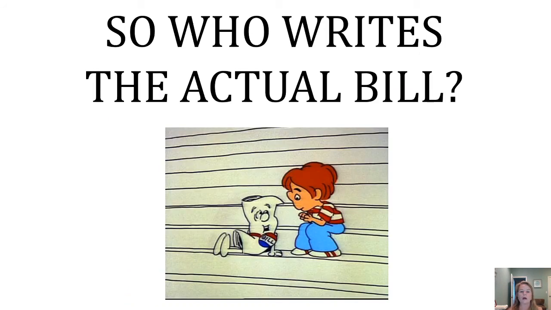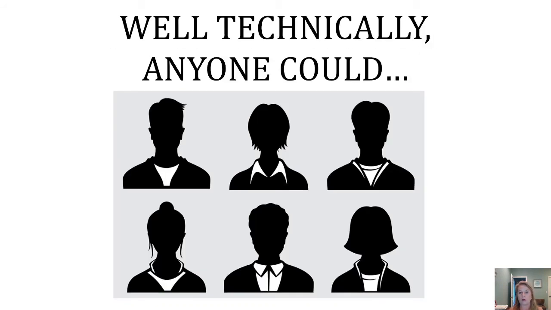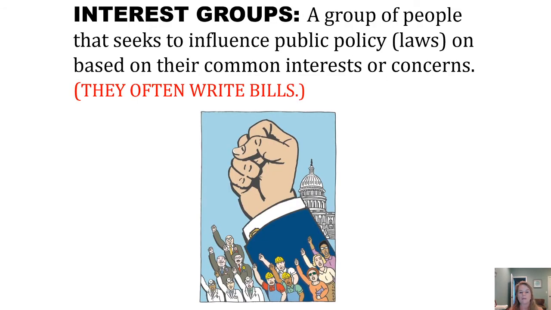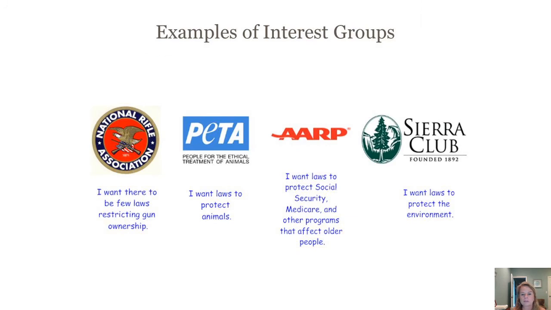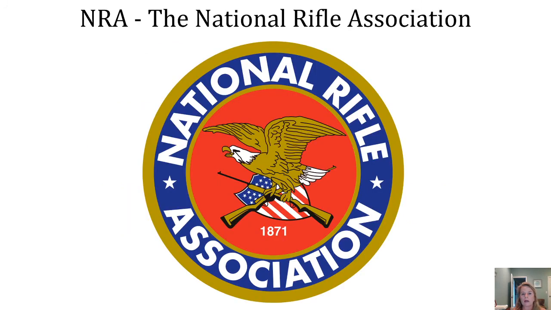Oh, wait, I went backwards. Sorry. So who writes the actual bill? Well, technically anyone could. I could, you could, anybody could write a bill. But typically there's what we call an interest group, a group of people that seeks to influence public policy based on their own common interest. Okay, they often write bills. So you have an interest group and they think something should become a law, something that they're passionate about. So they might write a bill, right? And they would possibly contact their congressman or their senator to try to get it introduced. These are some examples of interest groups.